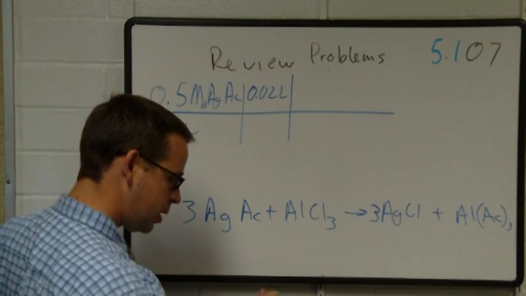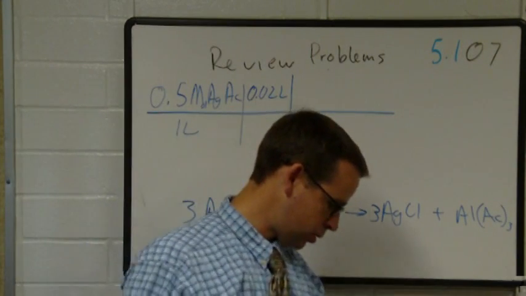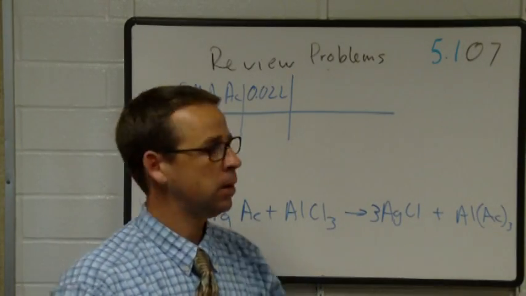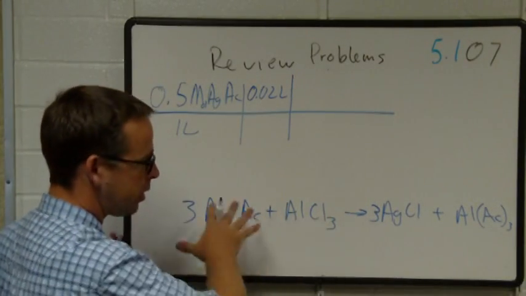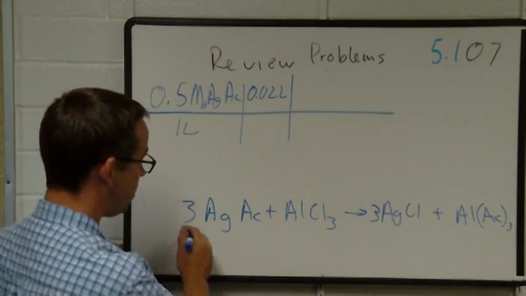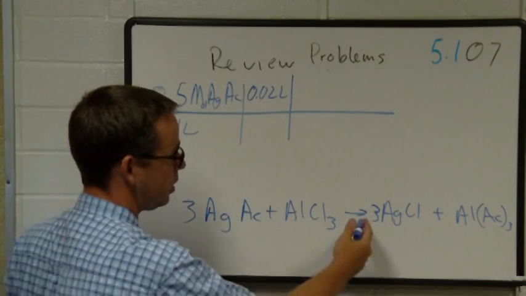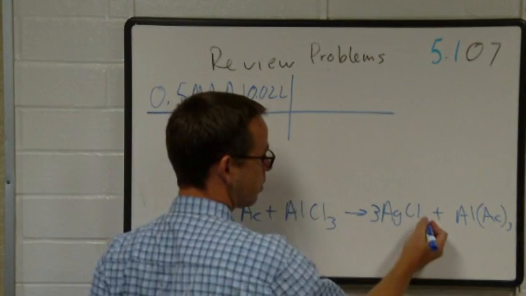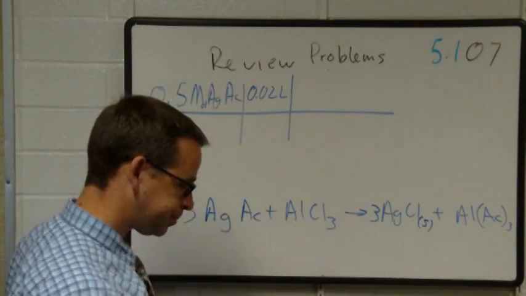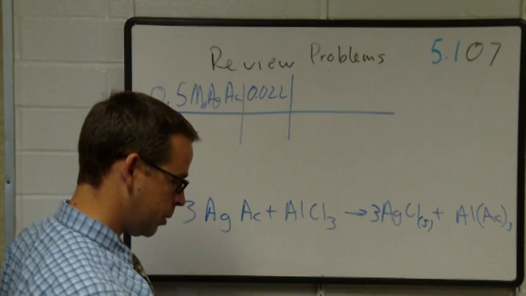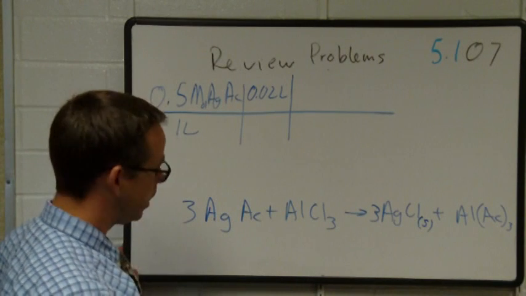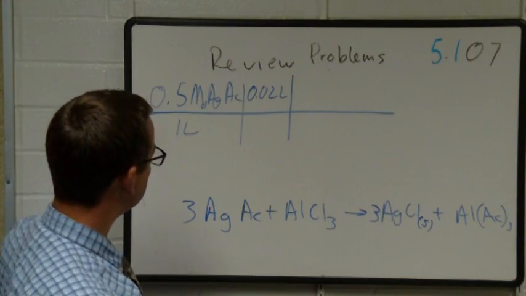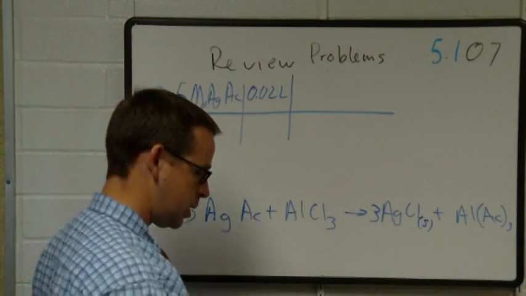So you see the net ionic equation. It's just silver ion plus chloride ion to silver chloride, right? If we were to reduce this down and identify the net ionic equation, it would have to be 3 silver ions, 3 chloride ions, and 3 silver chlorides. So that is kind of misleading there for number 107. Anyway, so 0.5 molar silver acetate over 1 liter, that many liters of silver acetate.